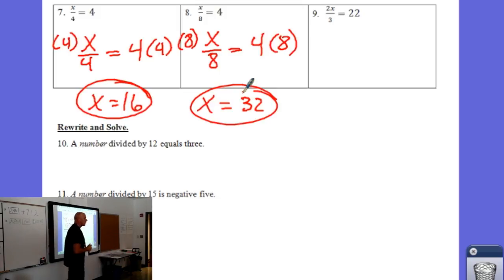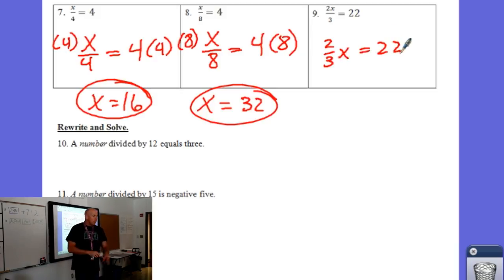Okay, number 9. Looks a little bit different, doesn't it? Okay, so let's step through this. The first thing you want to do is pull out the fraction. Because you have 2x over 3. Pull out the fraction. What's the fraction? Without, no, don't have the x. Just pull. Right, so we're going to rewrite it as 2 over 3x equals 22. You pull the fraction away from the x.